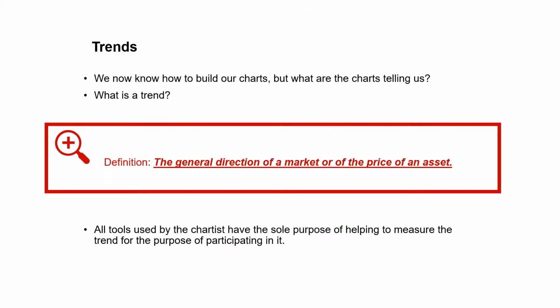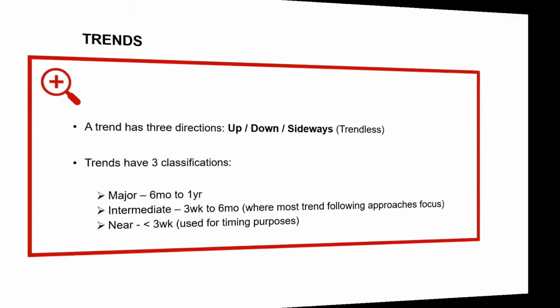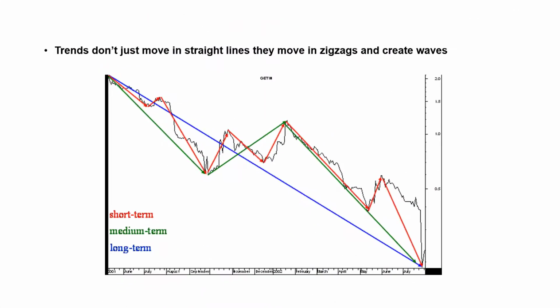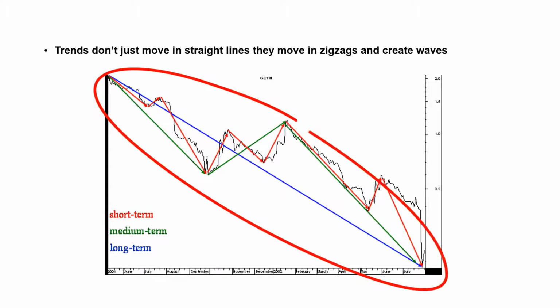We're now going to look at some of those tools and indicators I said we were going to address. In this instance it's trends. You may know all this stuff already, but it's no harm going over it. So what's a trend? General direction of a market or of the price of an asset. How do we measure that? Well, it's going to go up, down and sideways, sideways being trendless, and it's going to have 3 major time classifications: 6 months to 1 year, 3 weeks to 6 months, and less than 3 weeks, maybe better for timing purposes. So here's our chart that shows us through the 3 different periods in action.